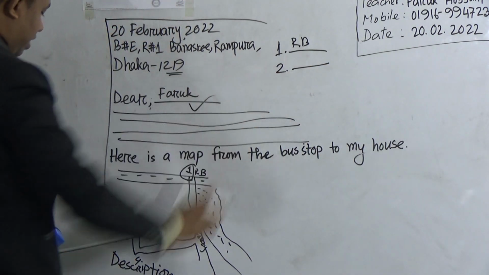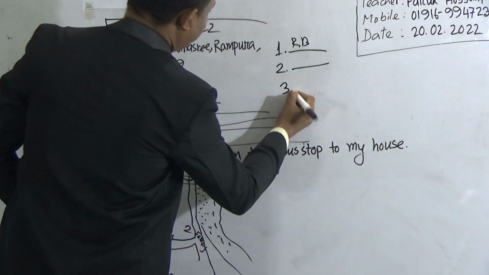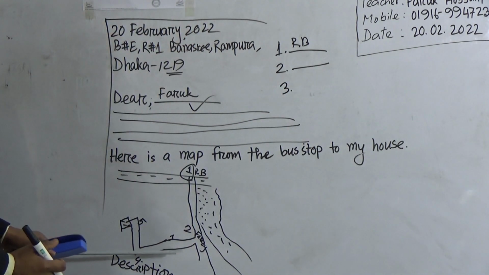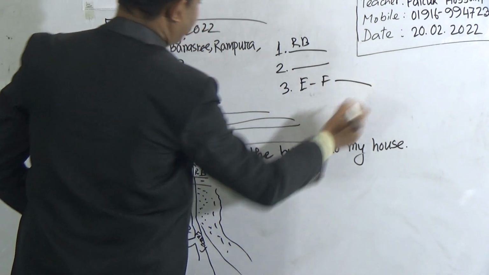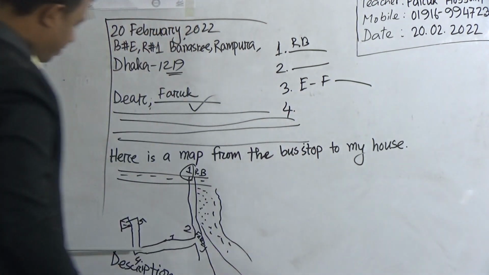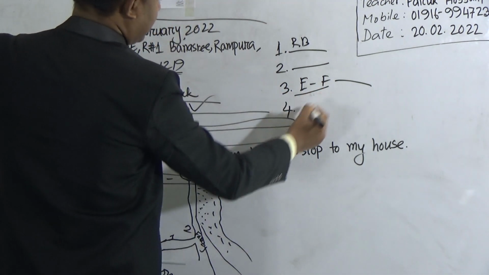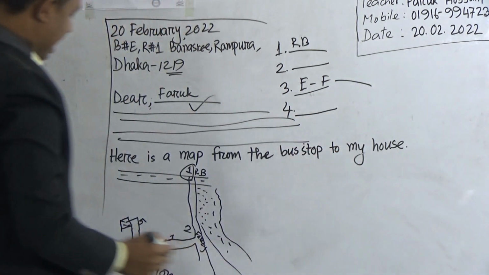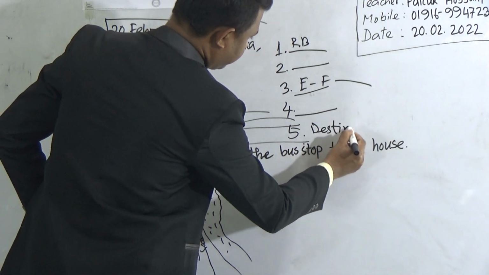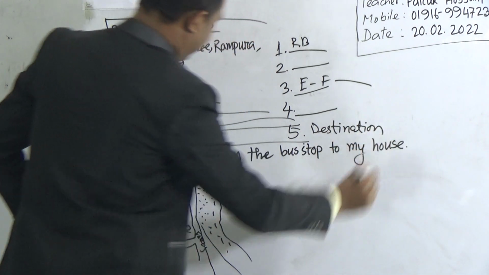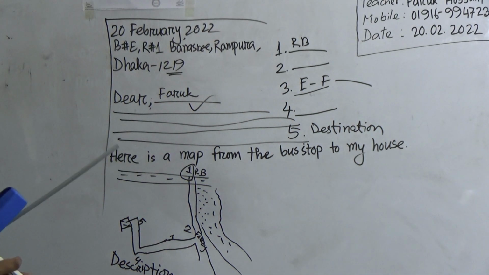Then give its description. Then number 3. Number 3 is about the Avenue Road of E block and F block. Okay, E and F's Avenue Road. Then number 4. Number 4 is about E and F's road number 4. And number 5 is the destination. Okay, that means at number 5 your friend will reach your home.